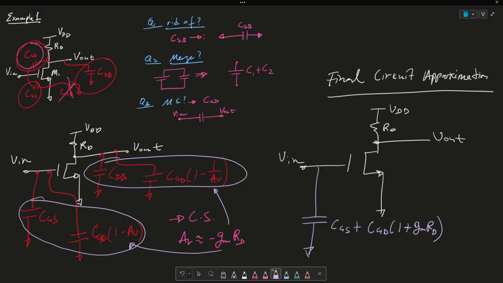Okay, I hope that makes sense. And over here, we get a capacitor CDB plus CGD1 times (1 plus 1 over GM RD). Okay, I hope that makes sense. Again, the reason for us doing this is so that we can simplify our analysis when we're doing the frequency response of these circuits or of this amplifier, okay?